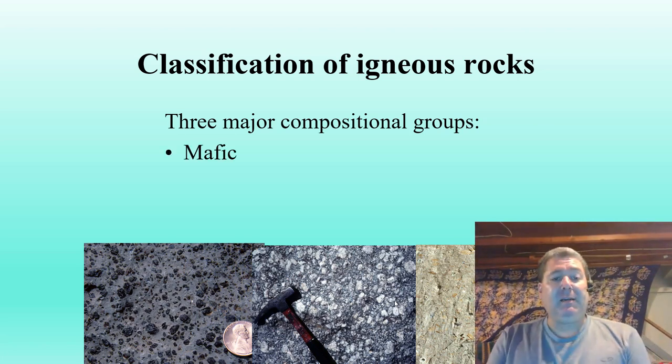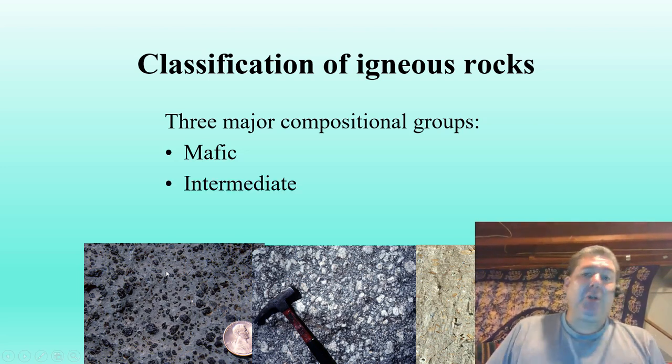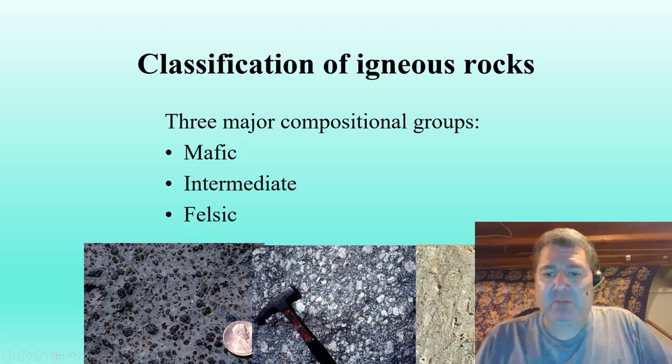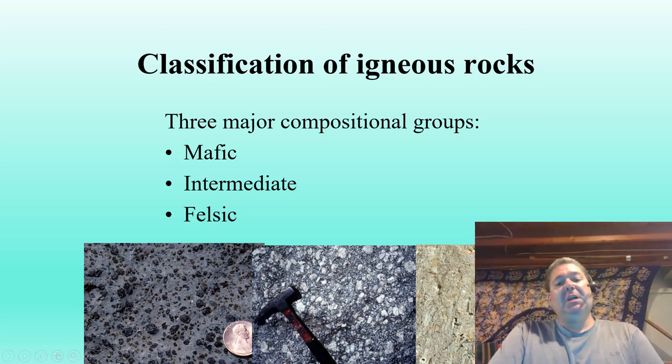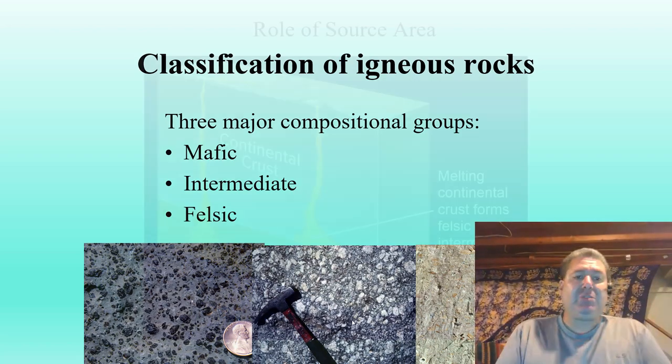Based on that, we come up with three major categories. We have mafic, the dark ferromagnesian rocks over here. Intermediate is halfway between mafic and felsic. And then we have felsic, the light-colored igneous rocks. Really, the salt and pepper, the grays, are our intermediate igneous rocks.